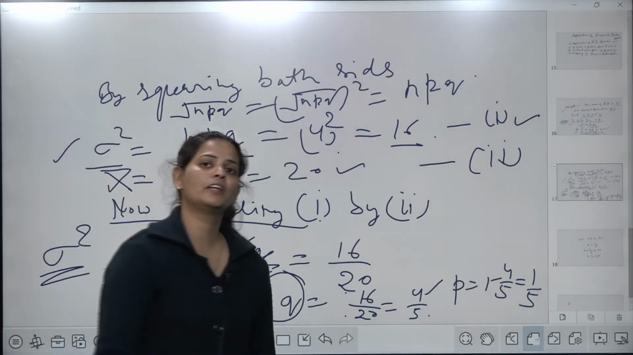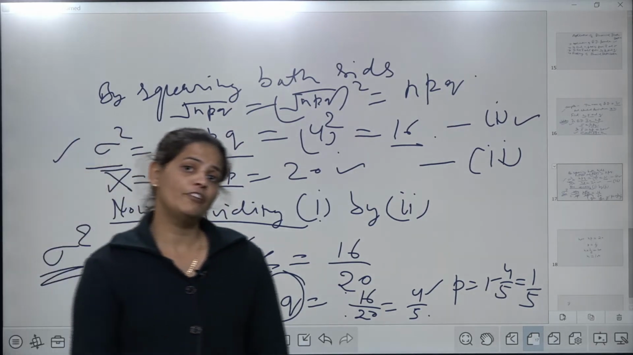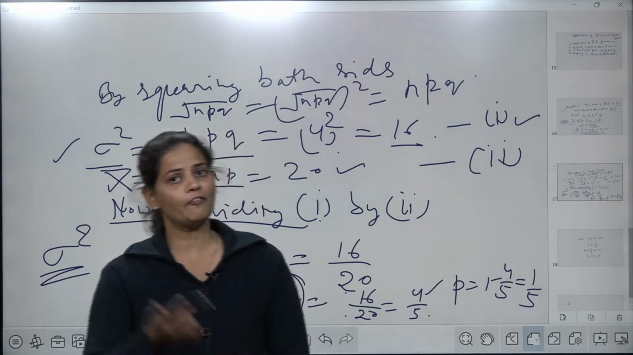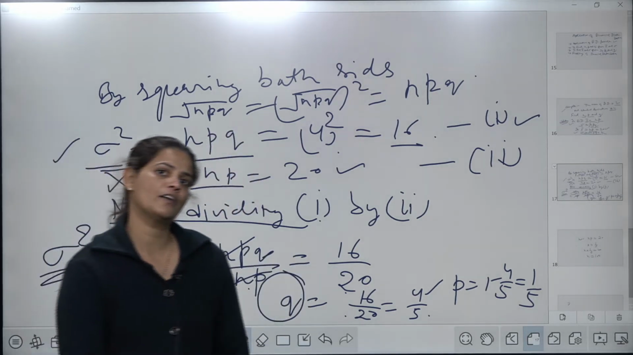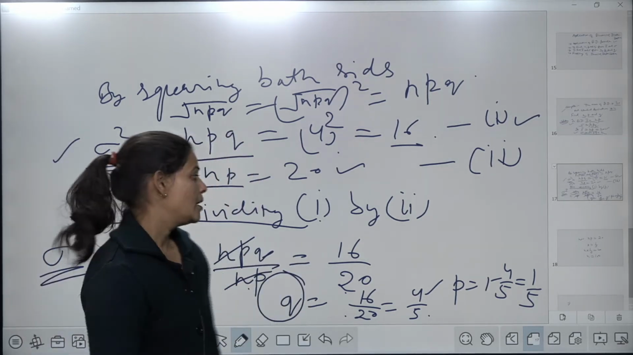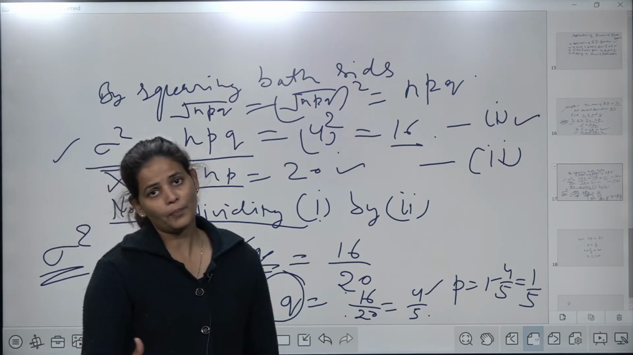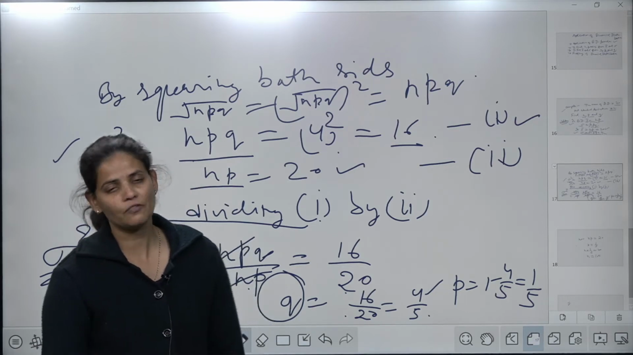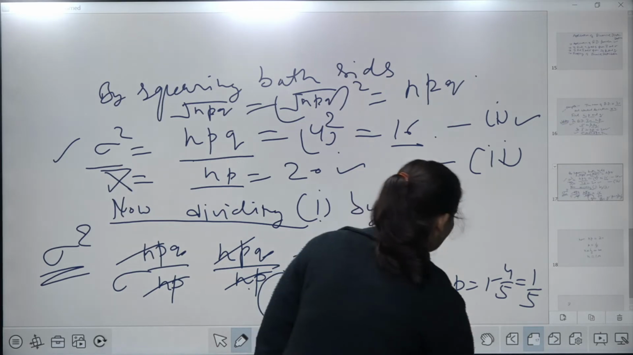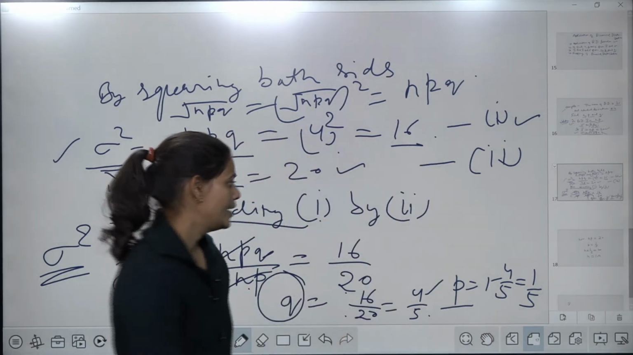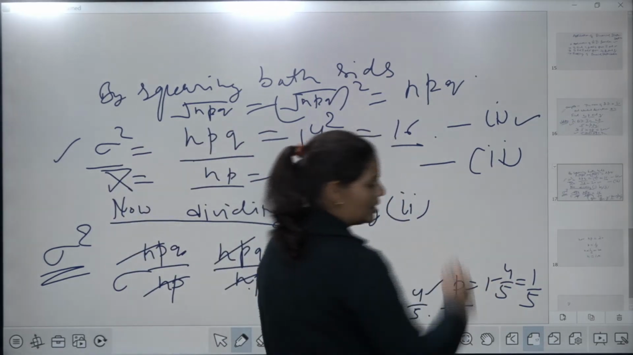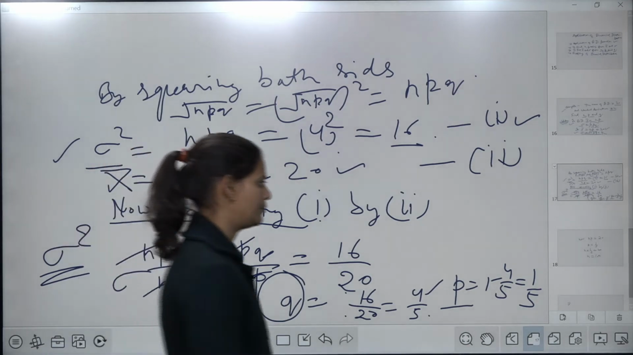As we all know, if we know the value of P, we can calculate the value of Q, and if we know the value of Q, we can find out the value of P, because the value of total probability is 1, right. So, we can find out P: 1 minus 4 divided by 5, that is 1 by 5.